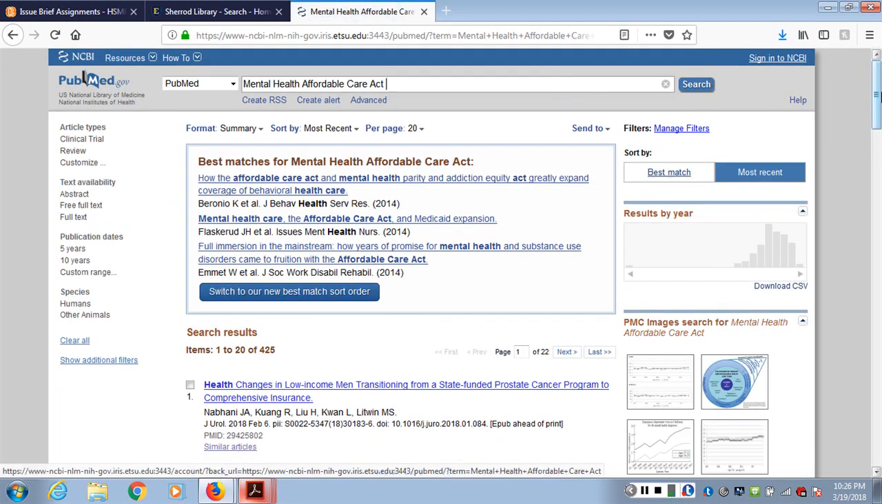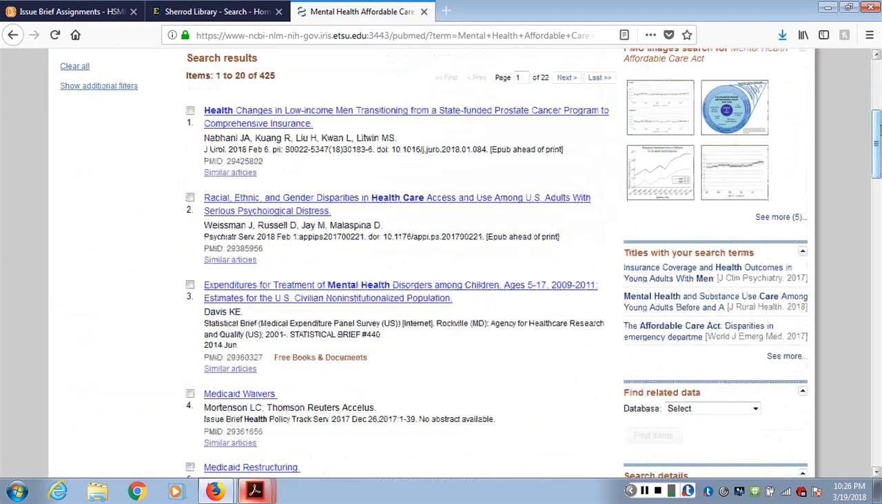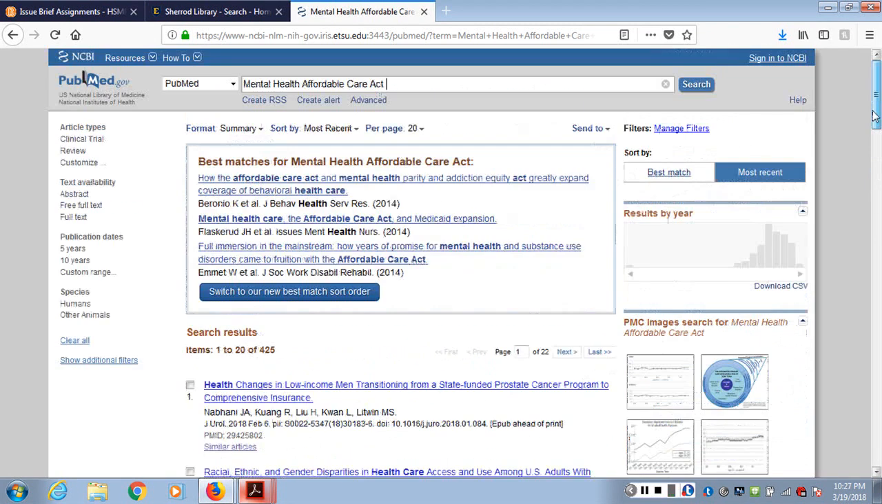Lots of great information comes up here. We've got 425 articles that have something to do between mental health and the Affordable Care Act. So there's plenty of information out there no matter what your topic is. PubMed is a great resource to use.